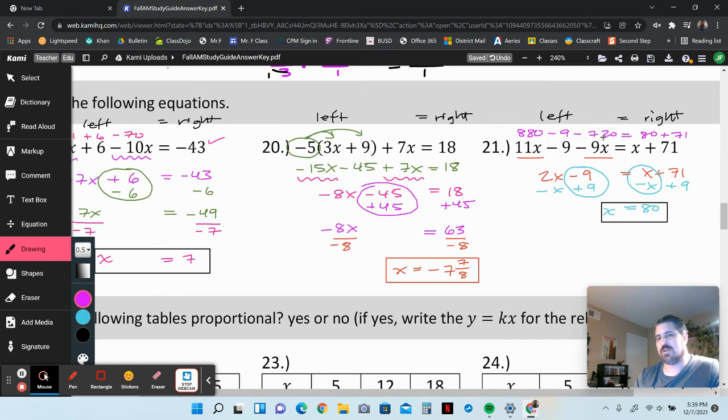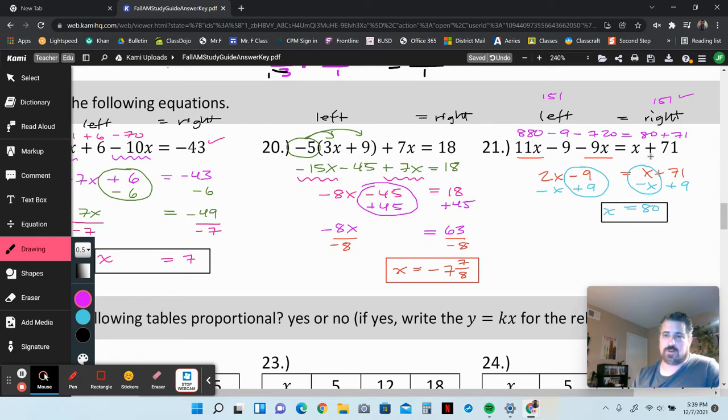Let's see if that works. So in this case, you're going to have 880 take away 720. Well, 880 take away 720 is 880 take away 700, which is going to be 180. And then 180 take away 20, which is going to be 160. And then 160 take away 9, which is going to be 151. So this whole thing has a value of 151. And the right-hand side, 80 plus 71, is also 151. So therefore, I know I didn't make a boo-boo, and it's all perfect.